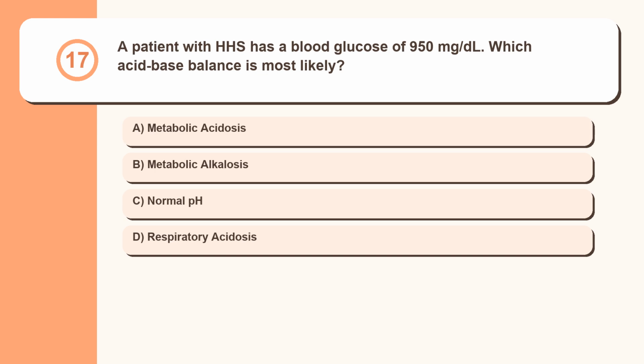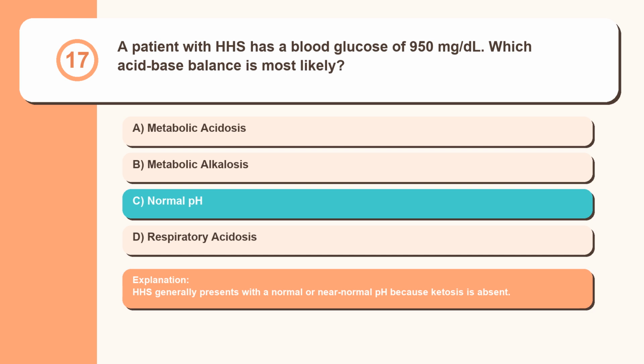Question 17. A patient with HHS has a blood glucose of 950 mg/dl. Which acid-base balance is most likely? Metabolic acidosis, metabolic alkalosis, normal pH, respiratory acidosis. HHS generally presents with a normal or near normal pH because ketosis is absent.